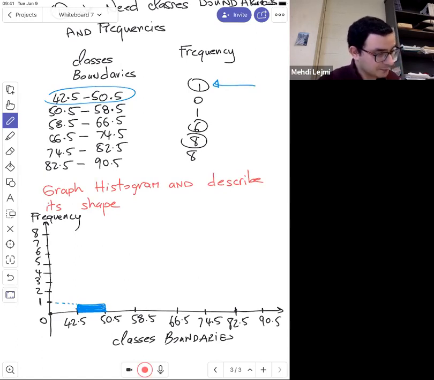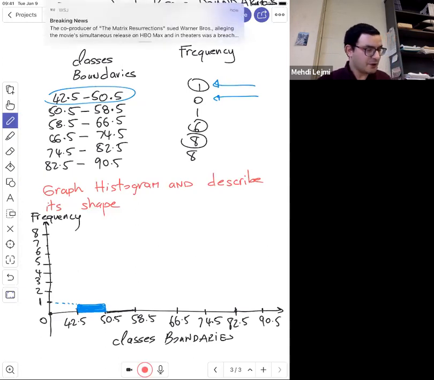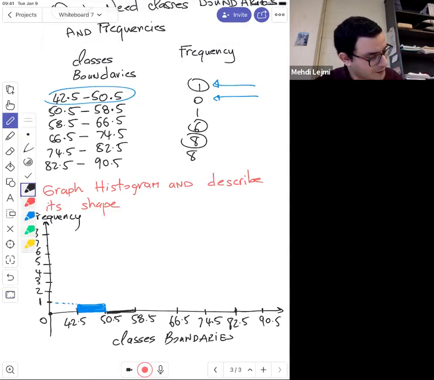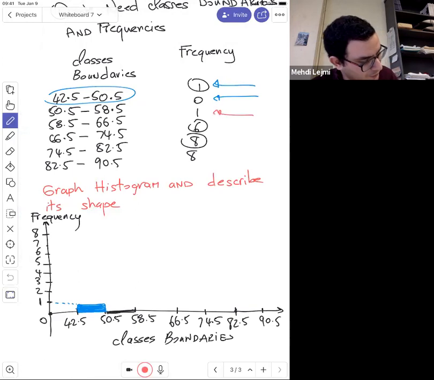Now, the second class is 0. As you can see, some classes can have 0 as frequency. Like in exercise number 2 in the homework, you're probably going to have some classes with 0 frequency. So it can happen. This is my second class with 0 frequency, so we don't draw any rectangle. There is no rectangle, it's just the interval. Now the next class, again, has 1 as frequency. So this is my third class with 1 as frequency.